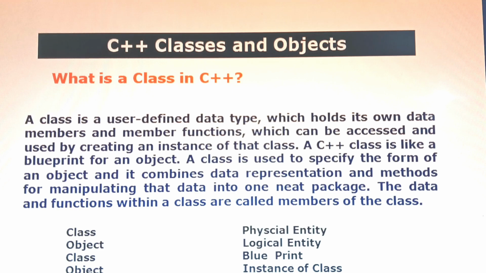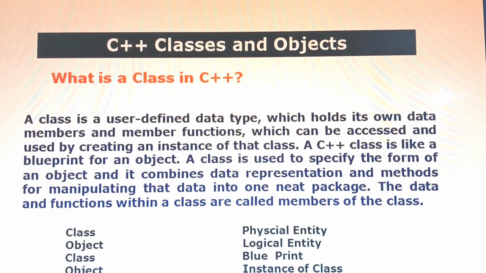Okay, the data and functions within a class are called members of the class. Class is a physical entity. Object is a logical entity. Class is a blueprint of the object. Object is an instance of class. I will explain one by one.